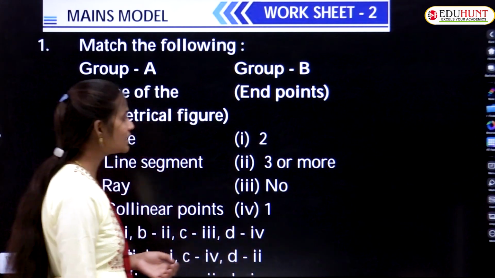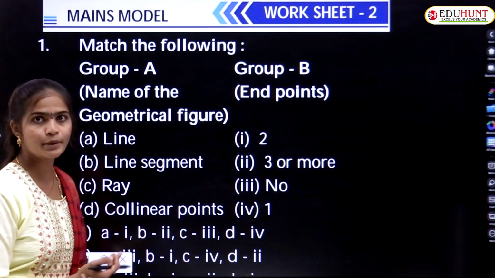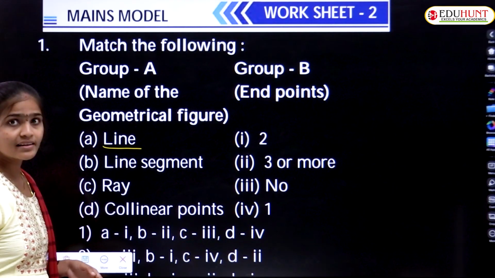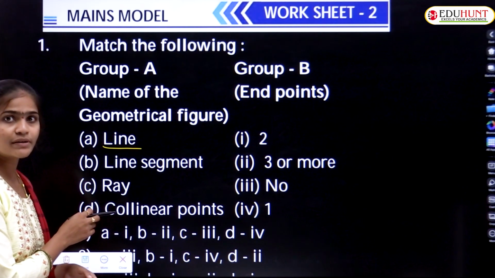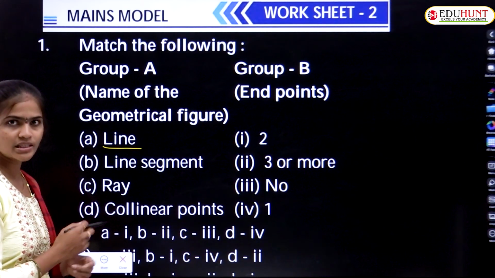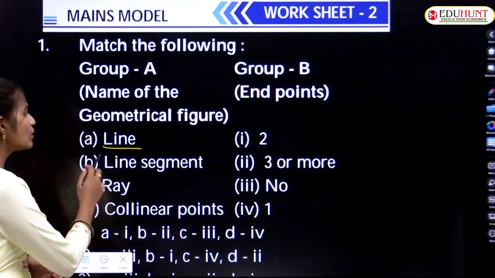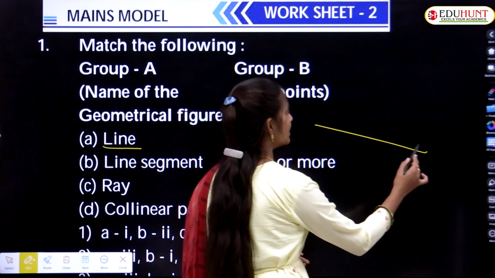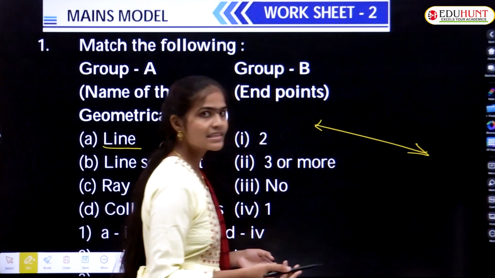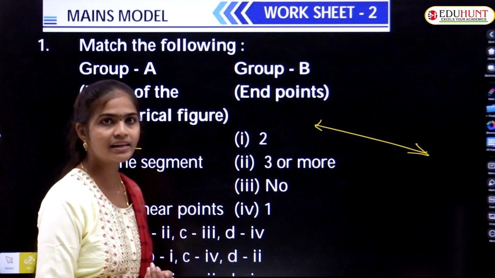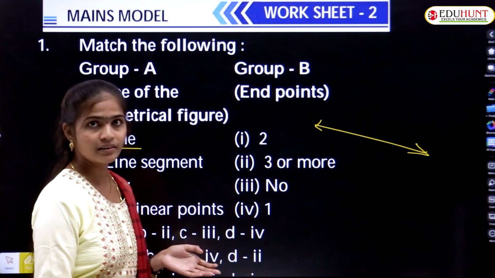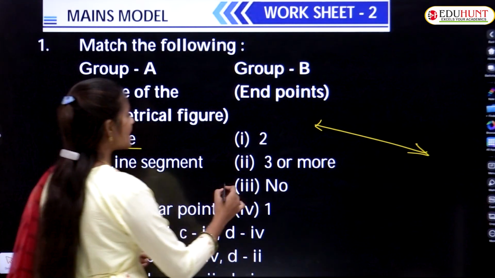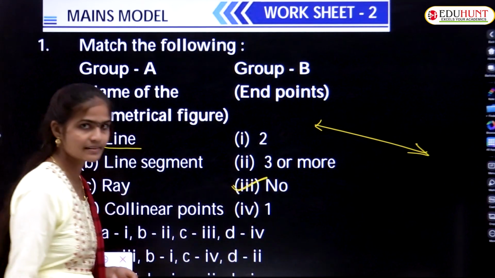Already we learned this one, right? So each figure has how many end points. Okay, let us see that. Here line is there. So line means here we have to consider it as a straight line. Okay, straight line or line. So a line has how many end points? Already we discussed that. A line does not have an ending point. Then how can we calculate that? How many end points? So here the line has no end points.